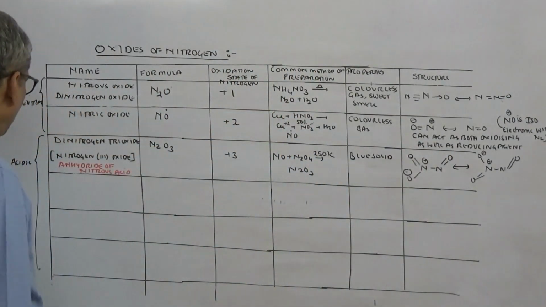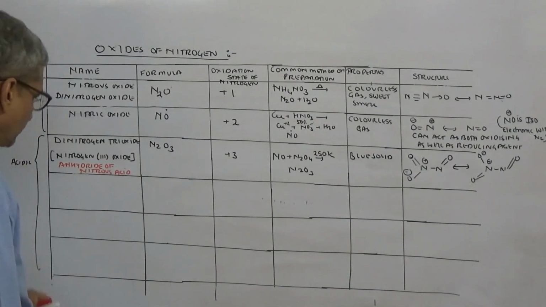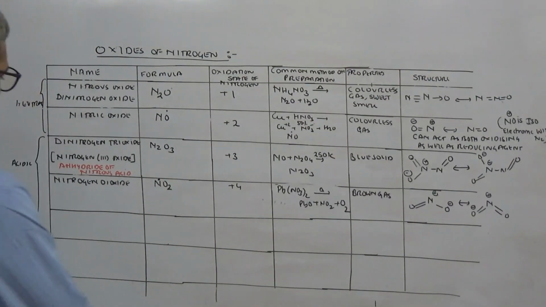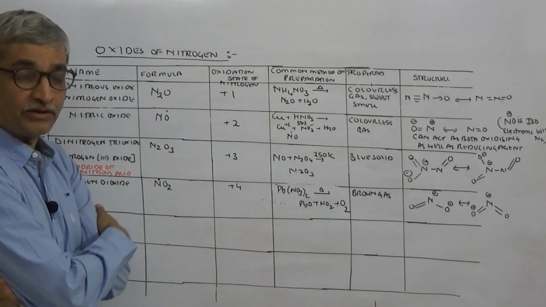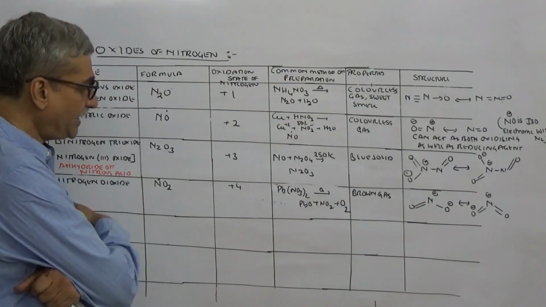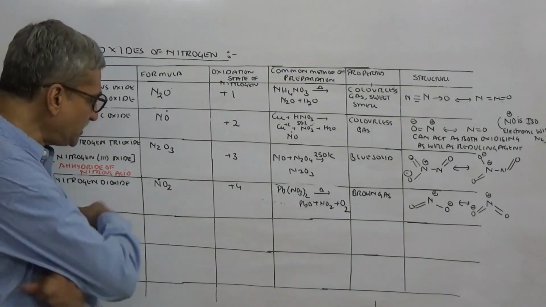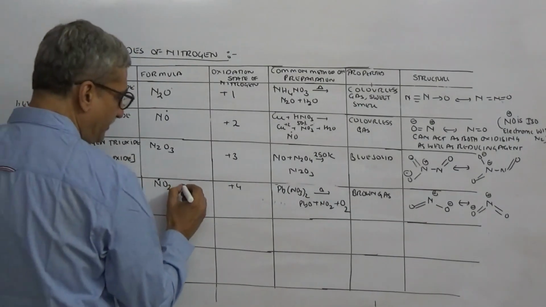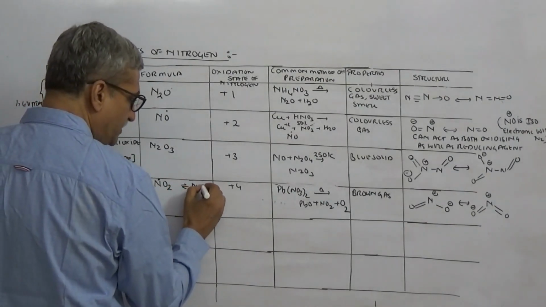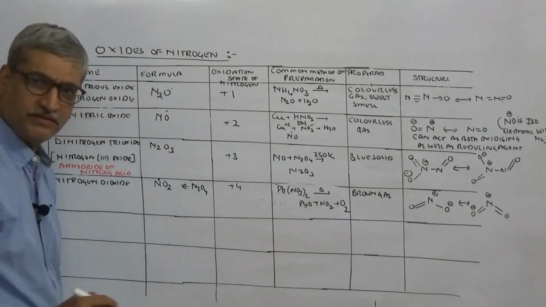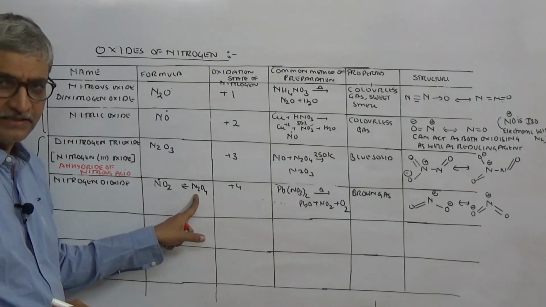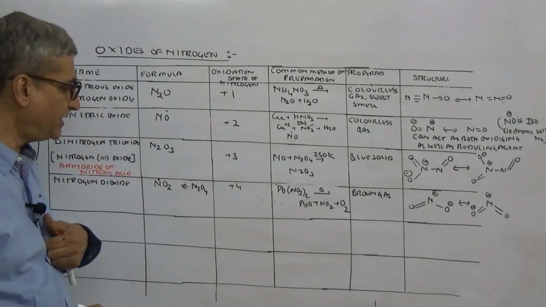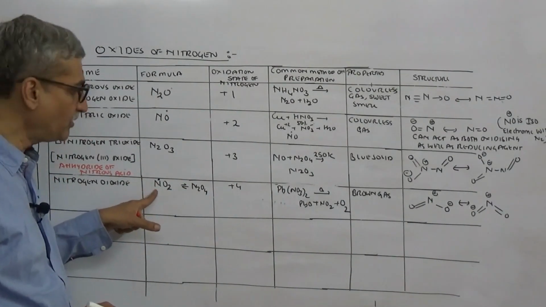Okay. And as I told you, except N2O and NO, all others are going to be acidic in nature. Nitrogen dioxide has the molecular formula NO2. It is an odd electron molecule. It is highly reactive and mostly it exists in equilibrium with N2O4, which is the next oxide we are going to talk about. At low temperature, practically it exists as a dimer.